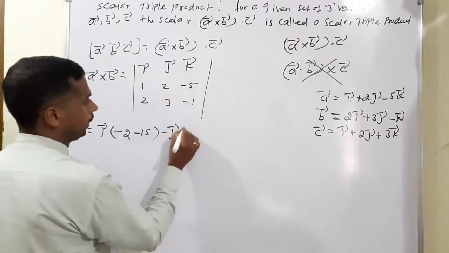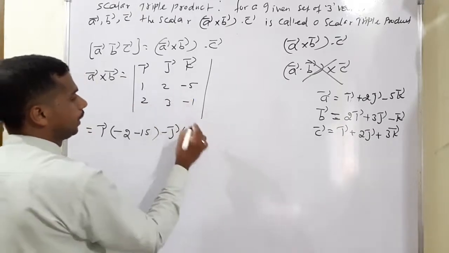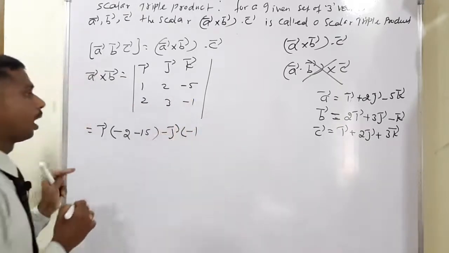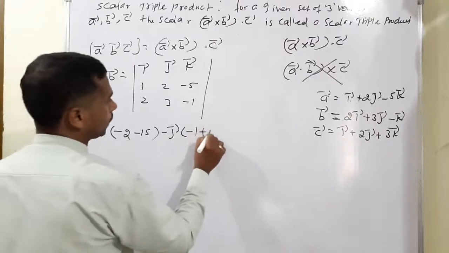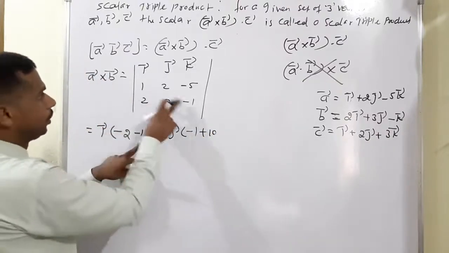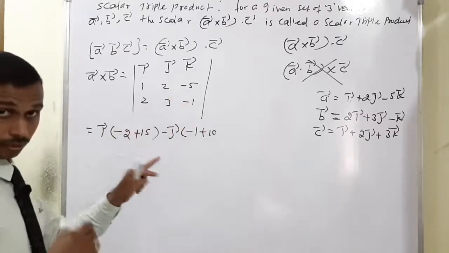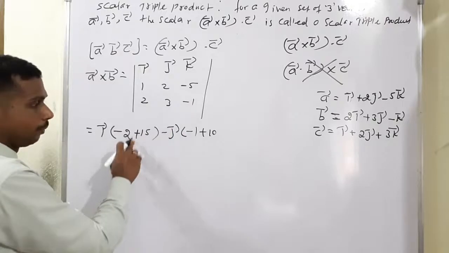Next, according to the determinant form, the cross matrix form means plus minus plus, isn't it? So minus j vector means 1 into minus 1, minus 1, minus 2 into minus 5, minus 10. We have the common minus, so it means plus 10. Look at there, my dear students. 2 into minus 1 means minus 2, minus 3 into minus 5 means plus 15, because in the cross product the common minus will be added.